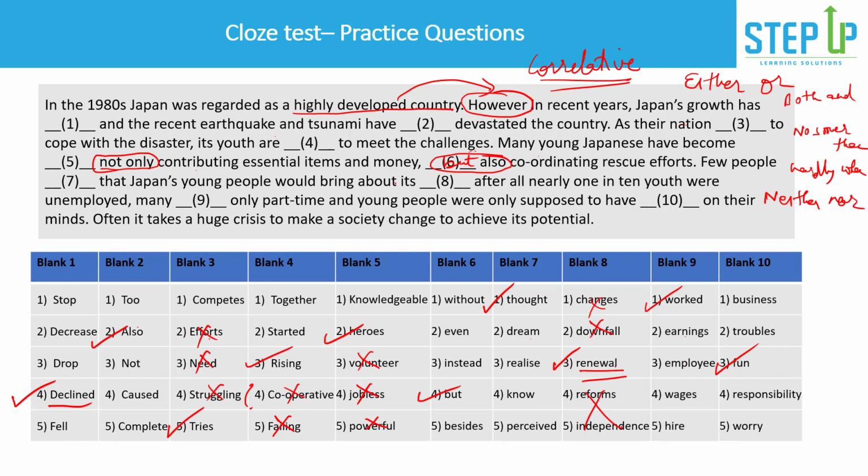So this is what the earlier belief was, but then often it takes a huge crisis to make a society change to achieve its potential. So again, what we've learned here is some context, used common sense. We looked at the words in the blank, right? So we looked at the sentence before and after the blank so as to get the context. We also looked at the case of correlative conjunctions, and in fact I would urge you to look up the list of correlative conjunctions on Google, or otherwise on our website also you will have this in the notes section.